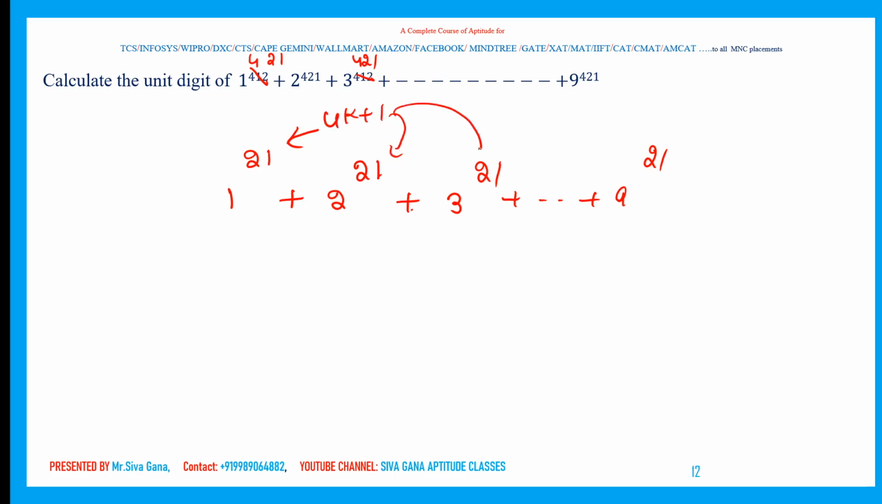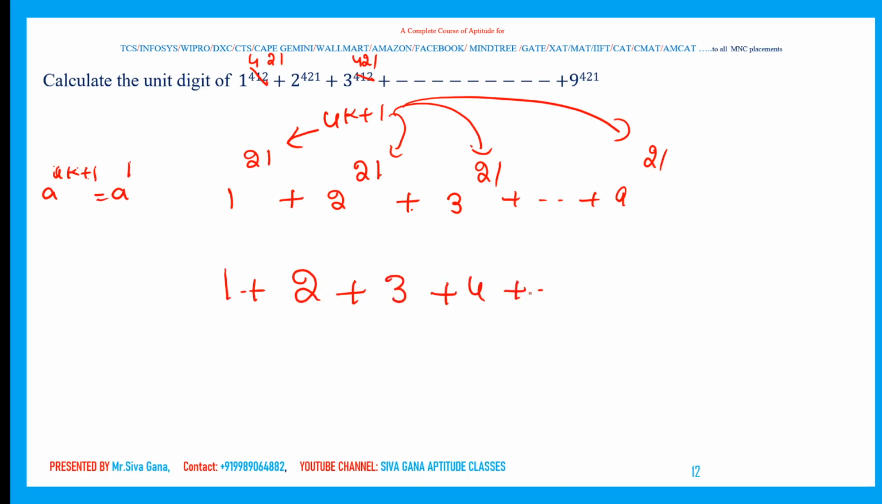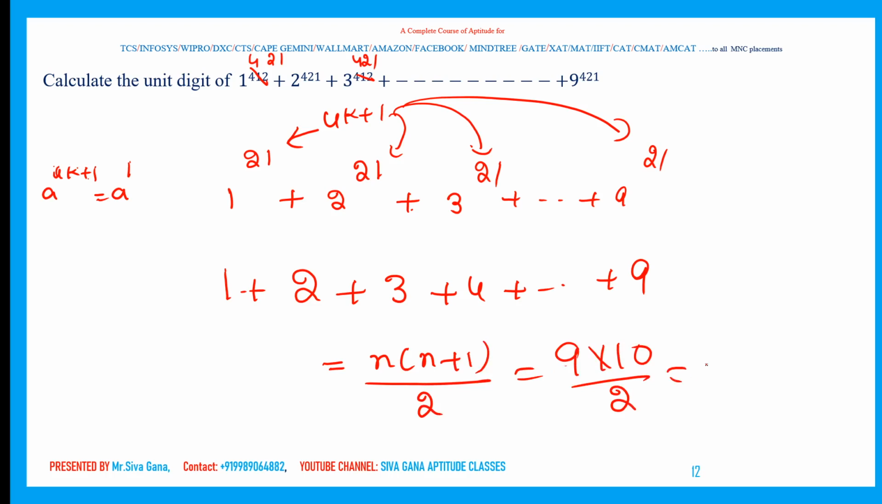Every power is in which form? 4k plus 1 form. A power 4k plus 1 unit digit is same as a power 1. 1 power 1 is 1. 2 power 1 is 2. 3 power 1 is 3. 4 power 1 is 4, and so on. 9 power 1 is 9. Sum of the first 9 natural numbers is n into n plus 1 by 2. N is 9 here. 9 into 10 by 2, which is nothing but 45 is the sum. Unit digit is how much? 5. That's the answer for this question.